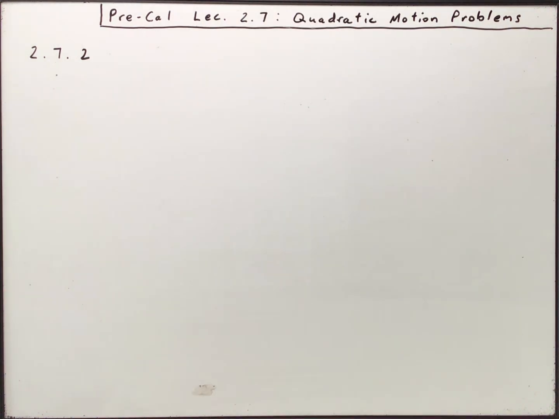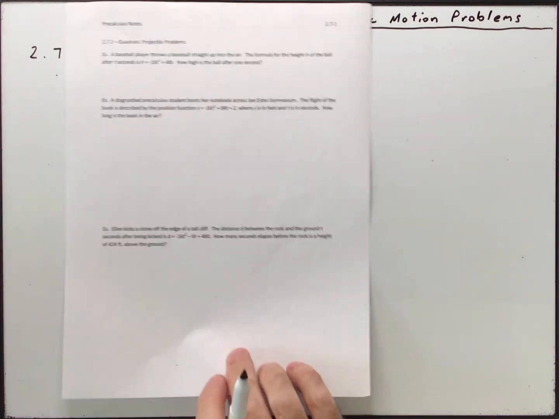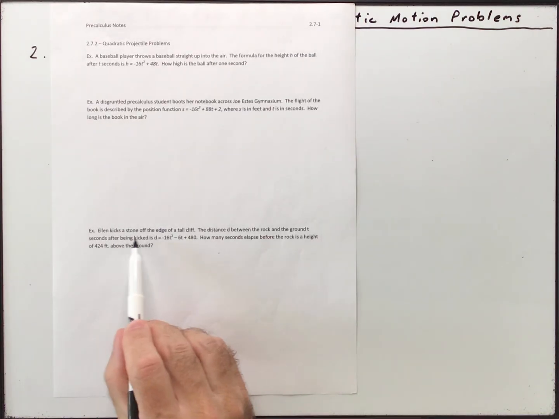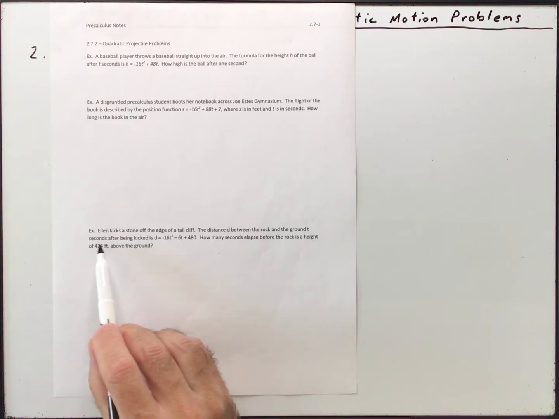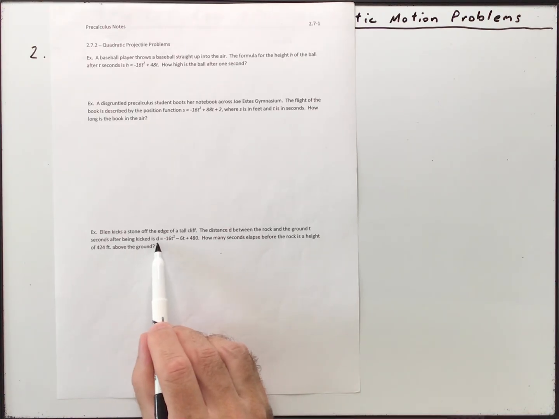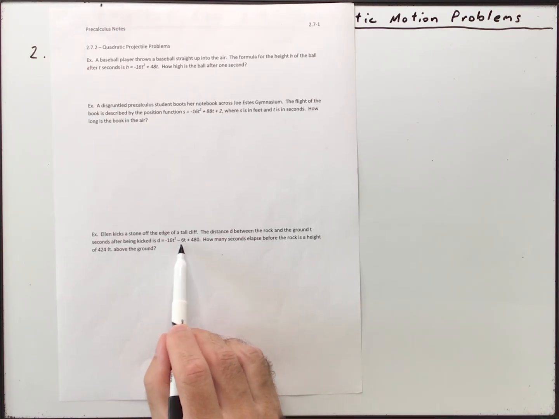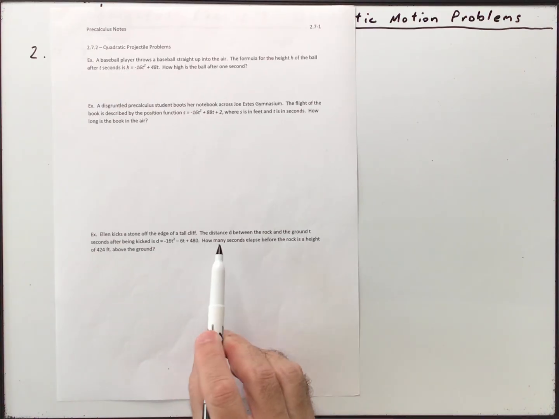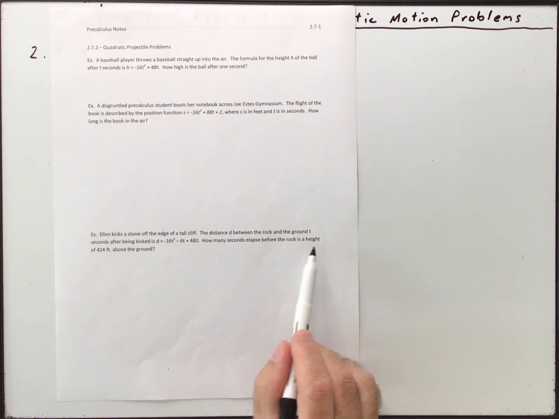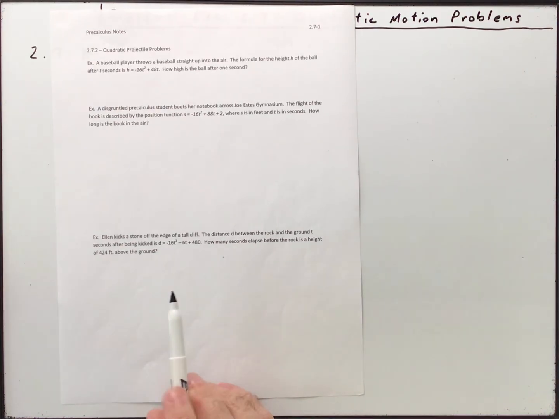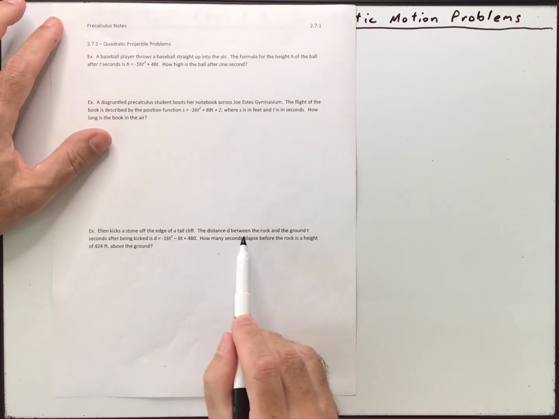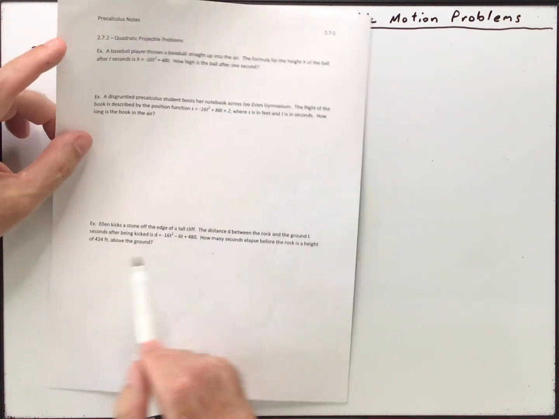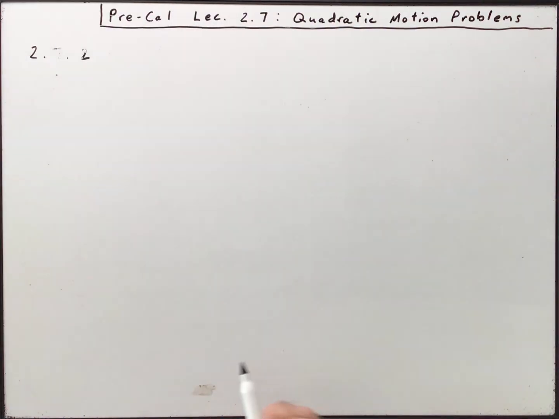All right, last question of this lecture. So it says, Ellen kicks a stone off the edge of a tall cliff. The distance d between the rock and the ground t seconds after being kicked is d equals negative 16t squared minus 6t plus 480. How many seconds elapse before the rock is at a height of 424 feet above the ground? All right, well, the distance d between the rock and the ground is going to be 424 feet.